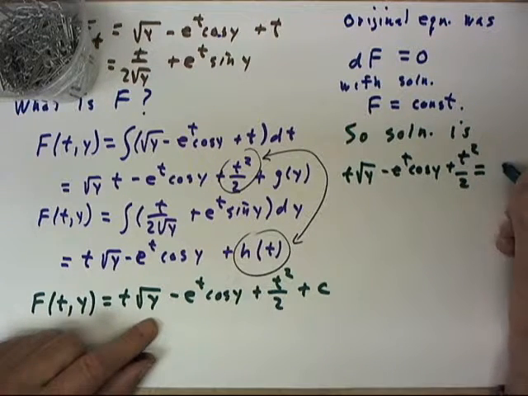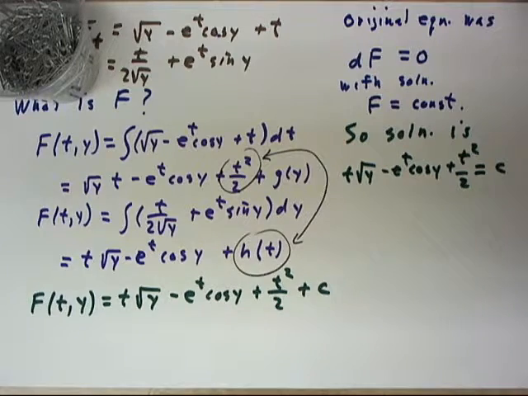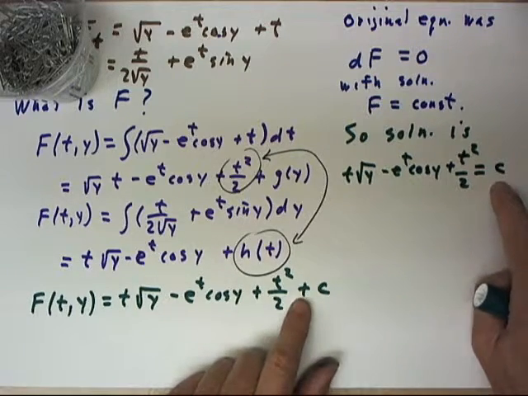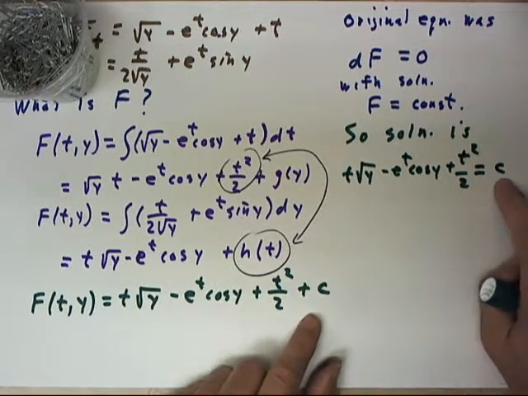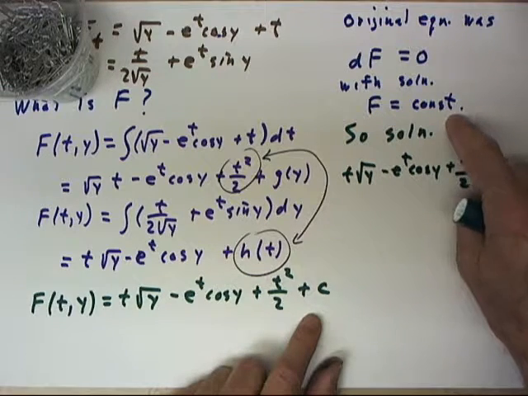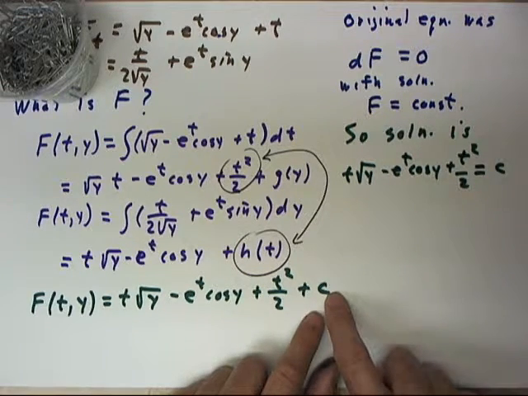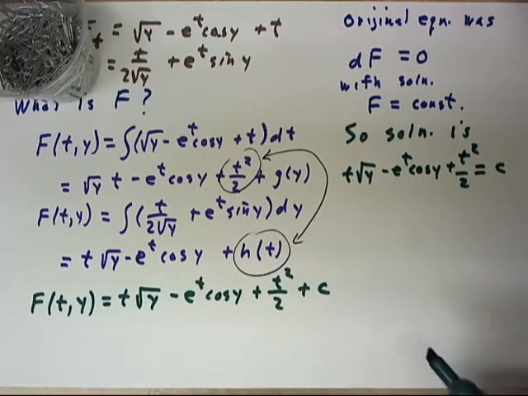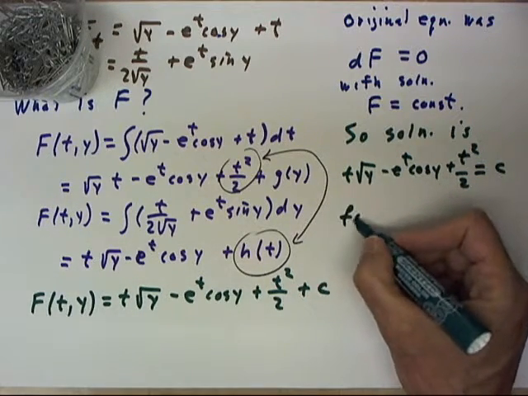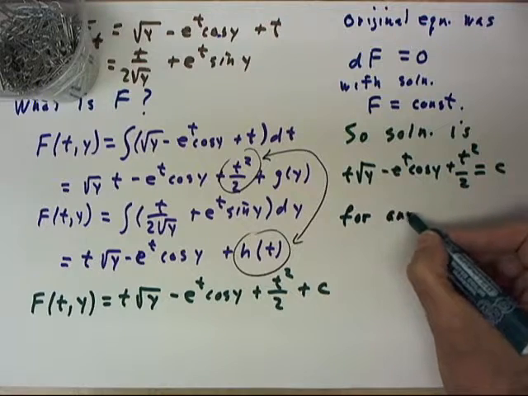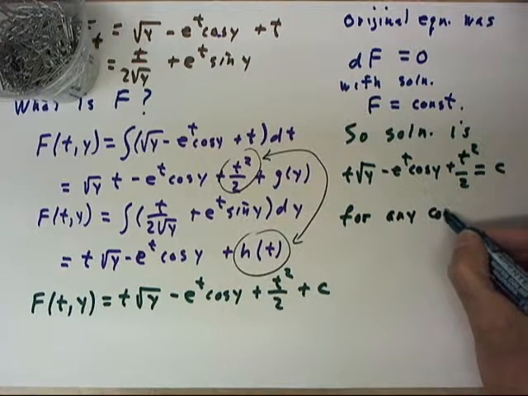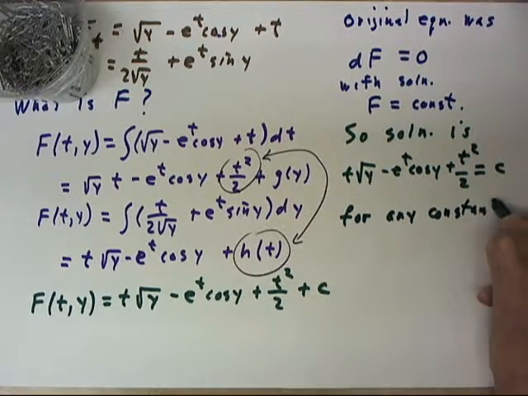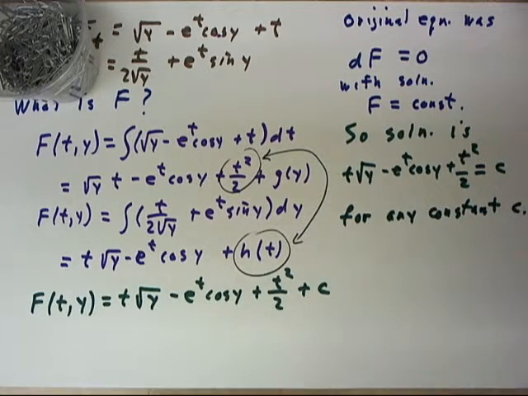equals c. And I've taken a little liberty with c. C's on this side. I've moved it over this side, but f is equal to constant, and that constant will absorb this constant, and there's no reason to call it anything but c. Now this is so for any constant c.